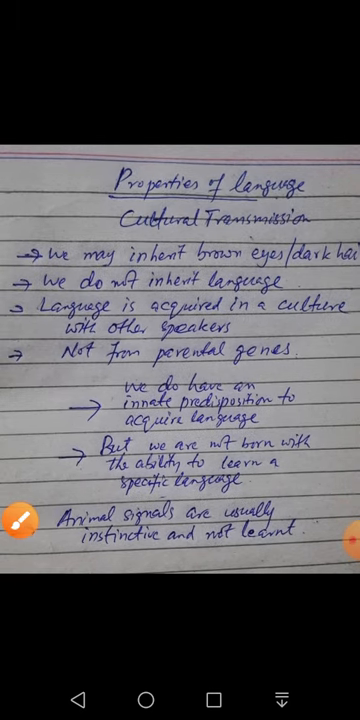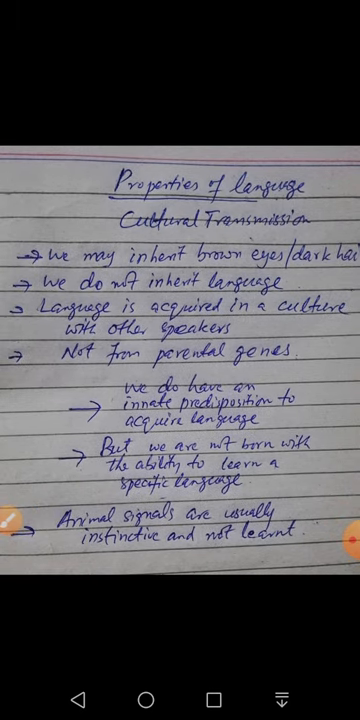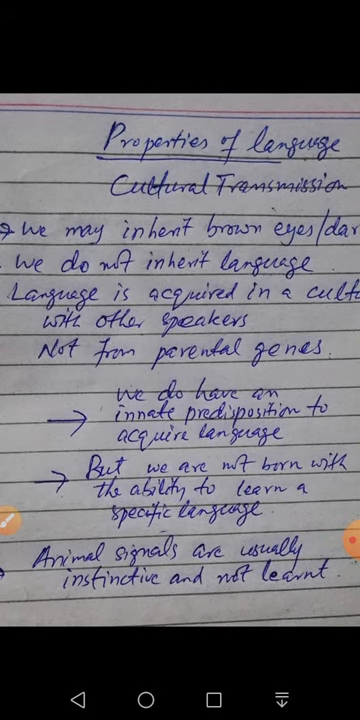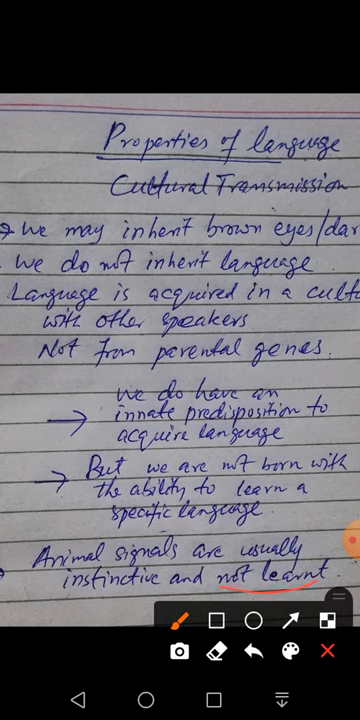This is a unique property of human language. It is very rare in animal signals, which are usually instinctive. They are not learned.